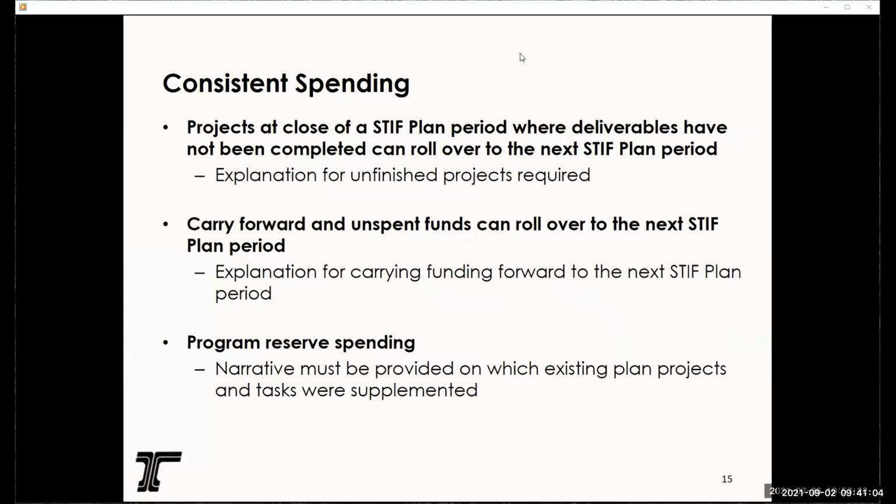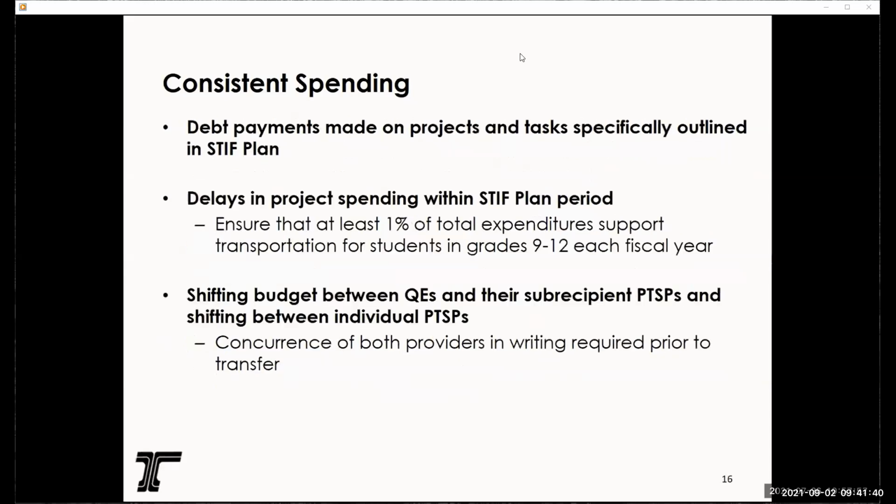Next, we have projects at close of a STIF plan period where the deliverables have not been completed or allowed to roll over to the next STIF plan period. We would want an explanation of any unfinished projects, what the hiccups were, and reasons for any delays. Carry forward and unspent funds can also roll over into the next STIF plan period, as well as program reserve spending. If you have a program reserve project, expenditures on those would just need a narrative provided on which existing planned projects were supplemented with the program reserve spending.